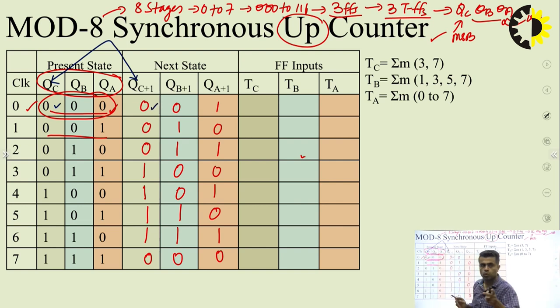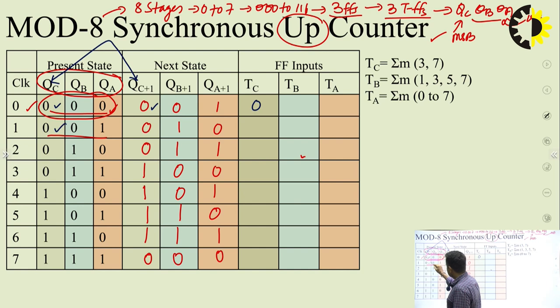That means there is no change in the output. At what value of T will there be no change in the output? I am going to use the excitation table of the T flip-flop, which says that if the present input is 0 and the next input is also 0, that means there is no change in the output. That means input must be 0, because at 0 input of the T flip-flop, the output does not change. And if T is equal to 1, the output gets toggled.